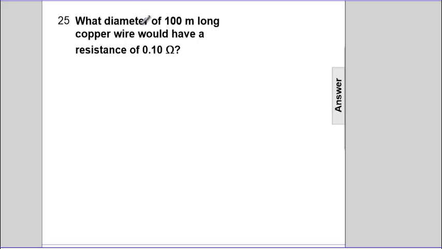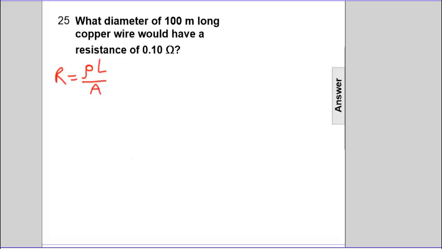What is the diameter of a 100-meter long copper wire that's found to have a resistance of 0.1 ohms? This is a tricky problem, so we'll walk our way through this. We're given the fact that resistance is rho L over A, so we need to figure out what the diameter is.